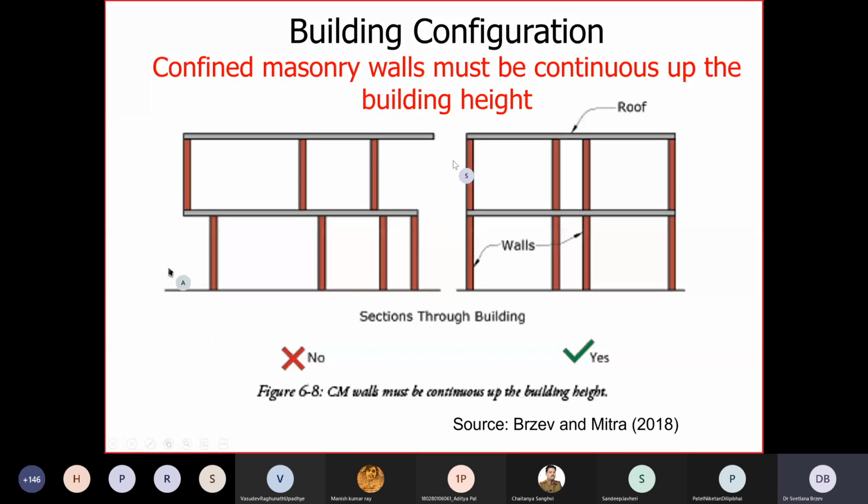One thing that is important for confined masonry and for any masonry buildings is to have continuous walls. So to avoid the situation shown on the left, and to have continuous walls like shown on the right, because those walls would be effective in resisting seismic forces. So this green is showing yes.